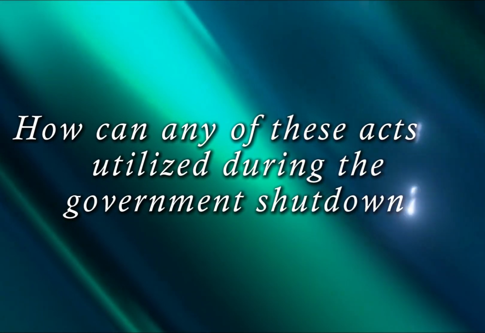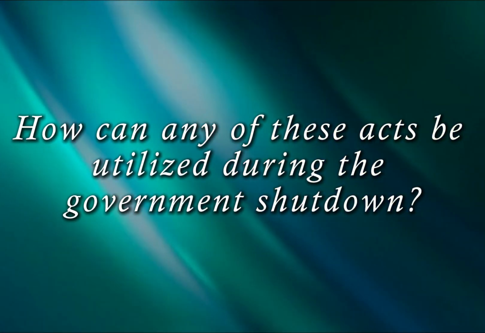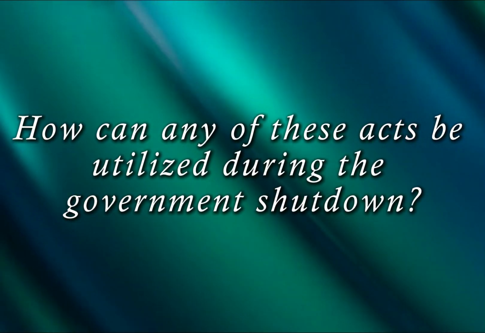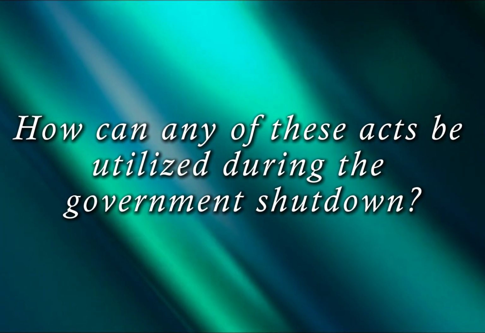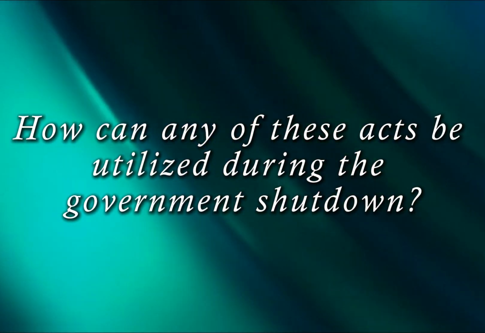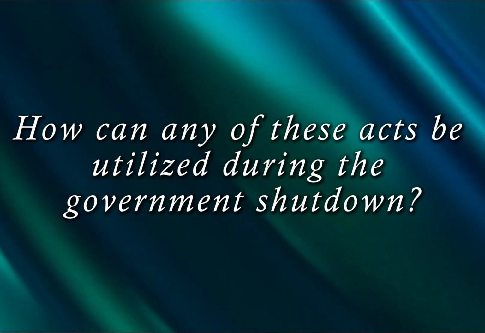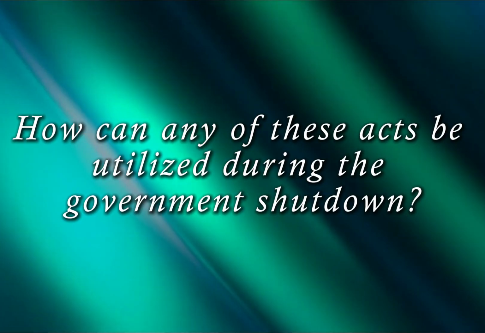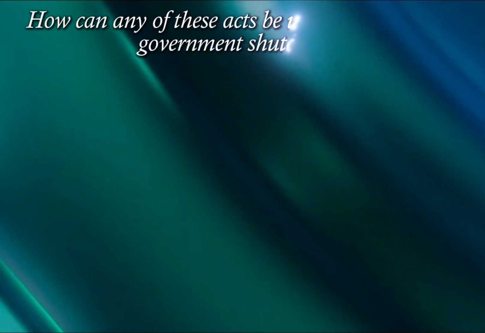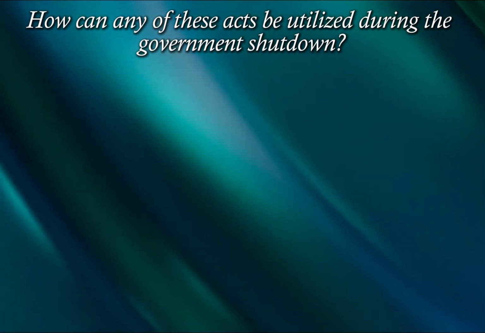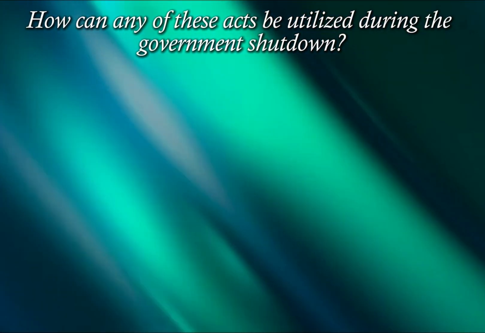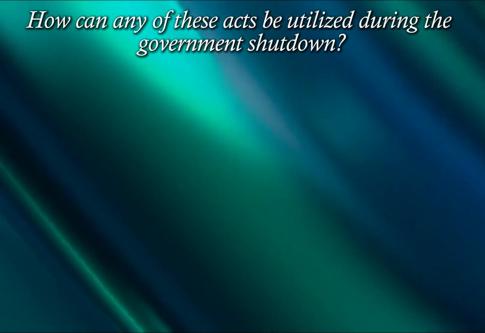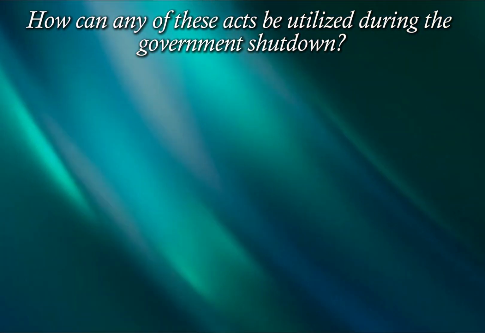So how can any of these acts be utilized during the government shutdown? In the context of a federal government shutdown, the Posse Comitatus Act, the Insurrection Act, and the National Emergencies Act have distinct roles and limited but potentially consequential intersections. Here's a structured explanation of how or whether each of these laws could be used during a shutdown and under what conditions. Context: what happens during a government shutdown?